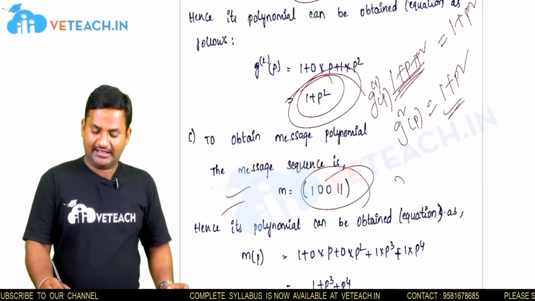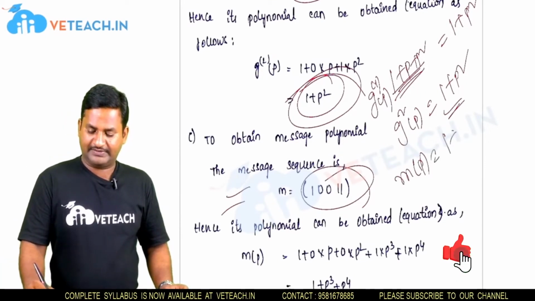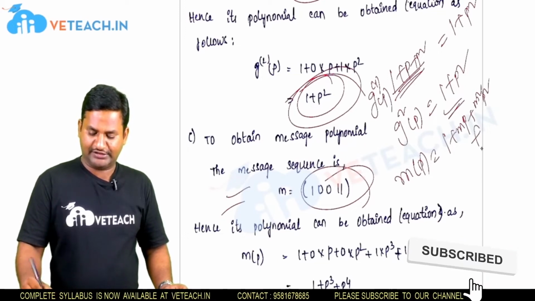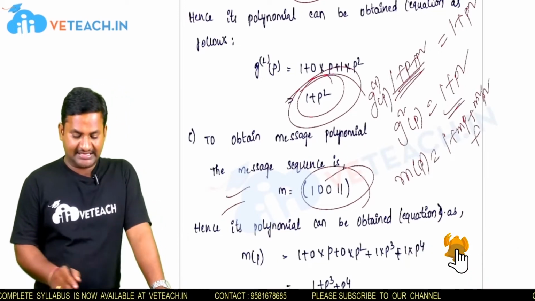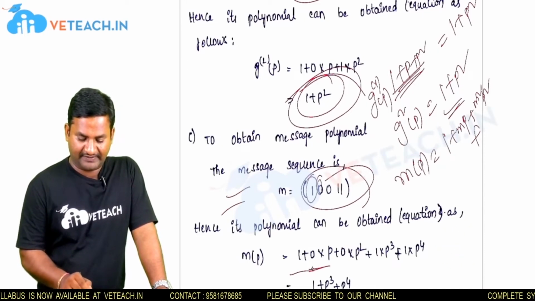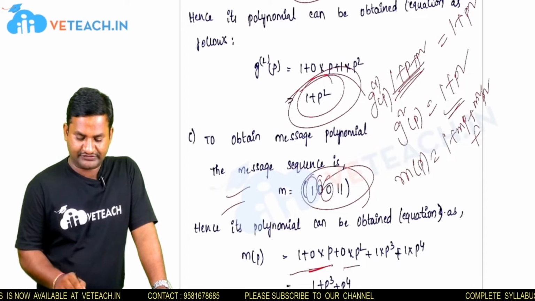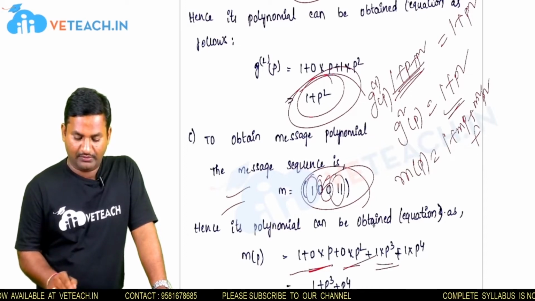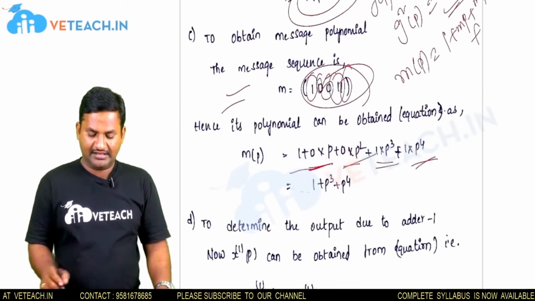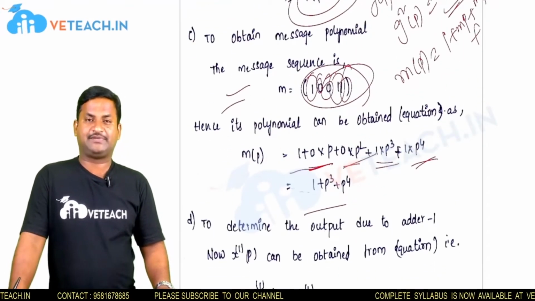So how can we get m of p? 1 plus p plus p square, in the same kind of representation: 1 into p power 0, 0 into p power 1, 0 into p square, 1 into p cube, 1 into p power 4. Finally, 1 plus p cube plus p power 4.